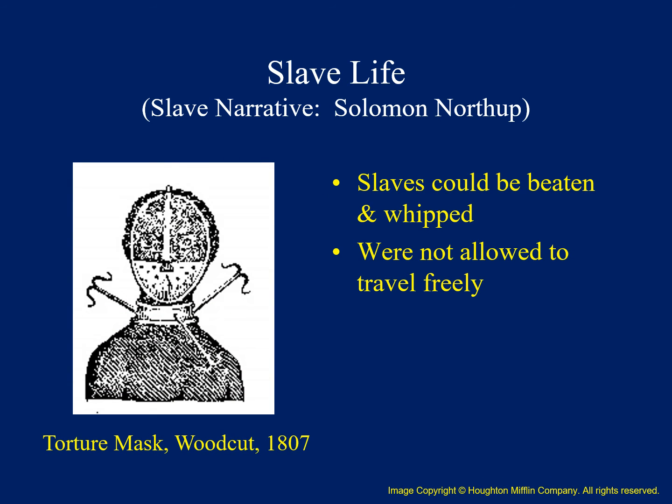Slaves often were beaten or whipped, even for minor offenses. On the left, we see a torture mask that was used in some cases in order to punish slaves. If a slave wanted to travel from one plantation to another, he or she would be required to have a pass. Otherwise, they would not be allowed to travel. And if they were picked up by slave catchers, they would be punished.